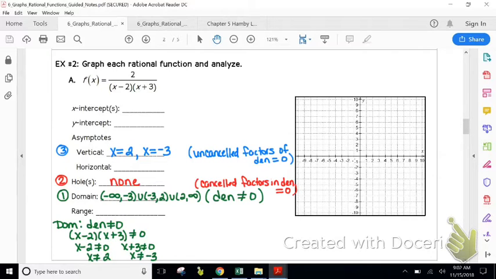All right, then we're going to do our horizontal asymptotes. How do we find horizontal asymptotes?